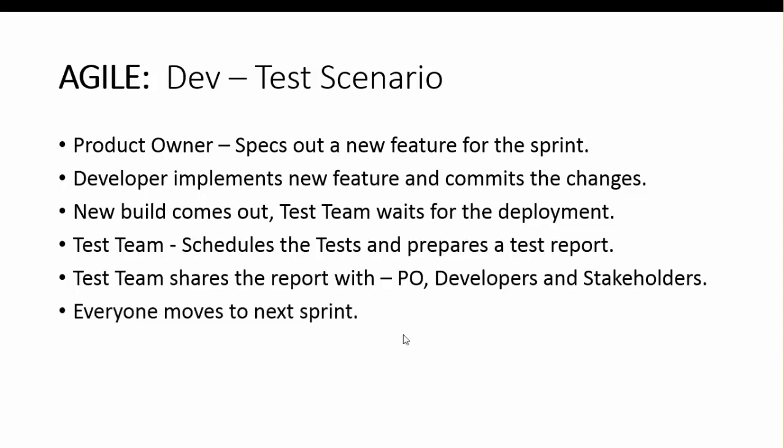Once the report becomes green, that is, all the tests that we run are passing, then everyone moves on to the next sprint. So this is a typical agile development cycle of sprints.